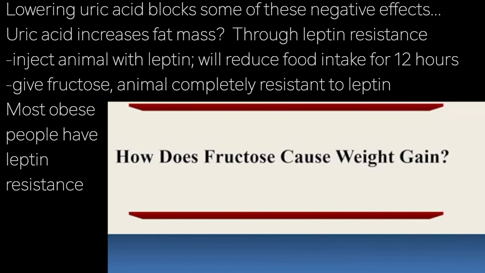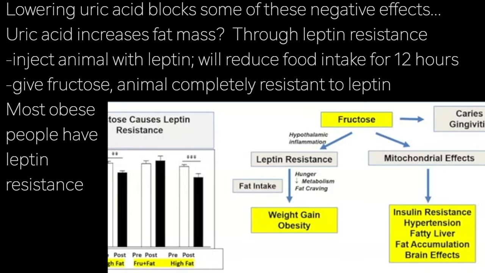So we've gone on to try to understand how it causes weight gain. And we found that fructose does it through leptin resistance. The way you prove leptin resistance is you have to inject the animal with leptin. Normally when you inject an animal with leptin, they will reduce their food intake for about 12 hours, and you can measure that over a 24-hour period. When you give them fructose, they become completely resistant to leptin. Leptin doesn't work at all. And as you probably know, most people with obesity have been found to have leptin resistance. And we found that was what was responsible for weight gain, because they eat more, and that does it.